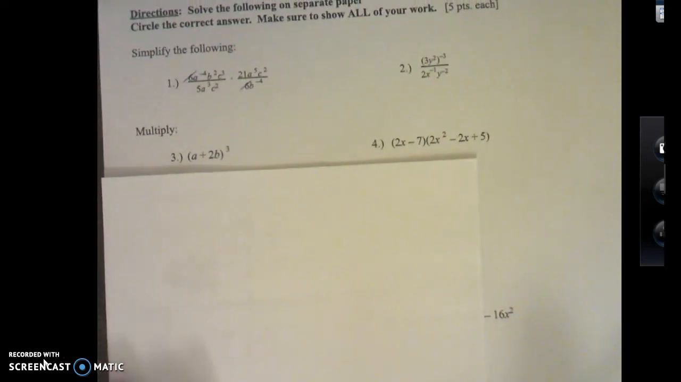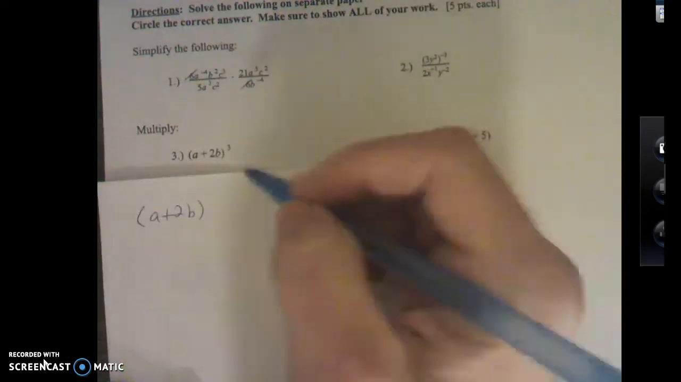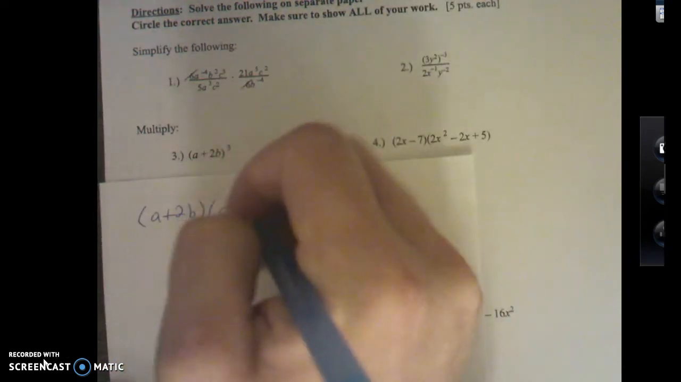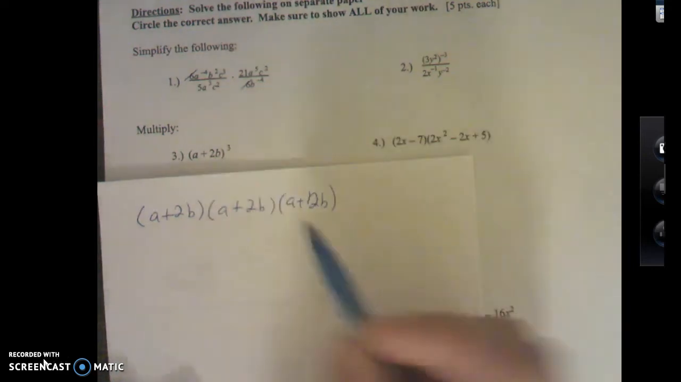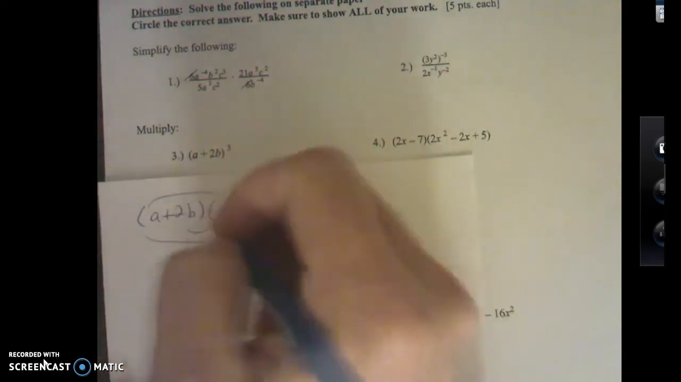Here's the key thing. Multiply. It does not say factor. What you have here is a plus 2b cubed, which means I have 3 of them. It is not as easy as some people make it out to be. You have to FOIL the first 2. So first, outer, inner, last.